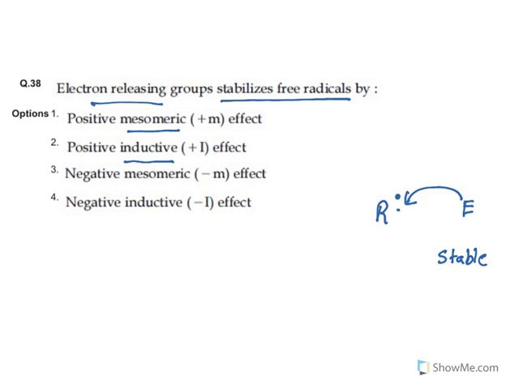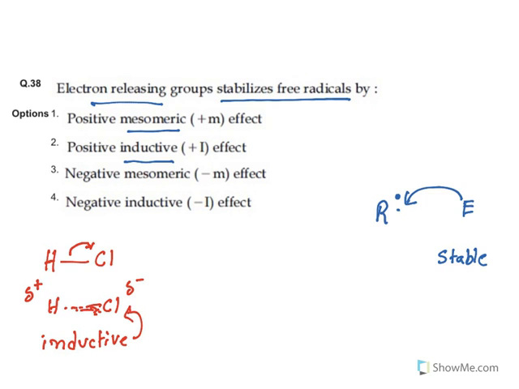To understand this, let us see about this. Let's say you have hydrochloric acid, HCl. Now when you compare these two atoms, chlorine has more electronegativity, so electrons are drawn towards chlorine. Because more electrons are near chlorine, it gets a partial negative charge, and hydrogen is losing electrons, so it gets a partial positive charge. This effect is known as inductive effect. Inductive effect is because of the electronegativity of an atom, and electrons are pulled towards it.